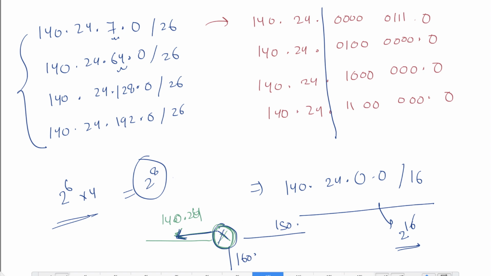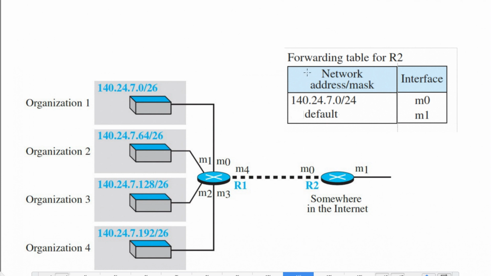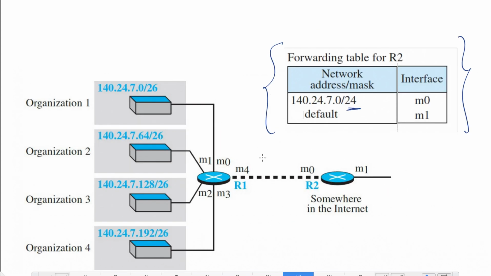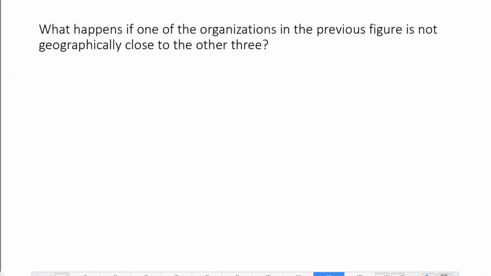Now let's move to the next slide. So basically we have this as a routing table for R2, which means these four networks are getting combined into this network. See here, this is 140.24.7.0/24. So these four networks got combined into this network, and now with respect to R2, I just have this as one network, not these four networks. This is very easy. Now, there may be a scenario where your organization may not be physically together, which means one organization may be far from another organization.